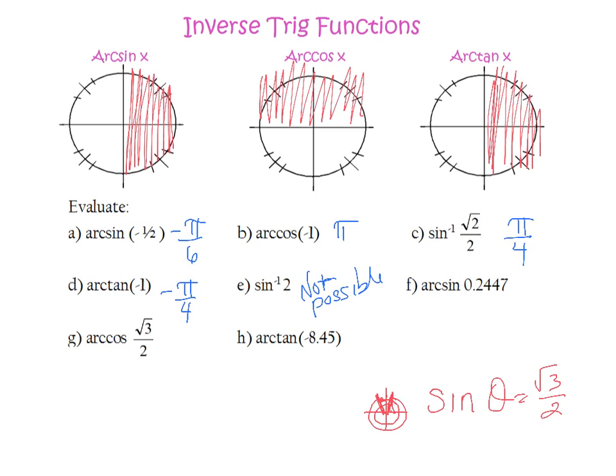I got 0.2447. Now think of what that means. That's an angle measurement in radians, and we've talked a lot about this. Remember that clear over to here is about 3 radians because it's pi radians, so it's about 3. This would be about 1.5. So 0.24 is pretty low down here.